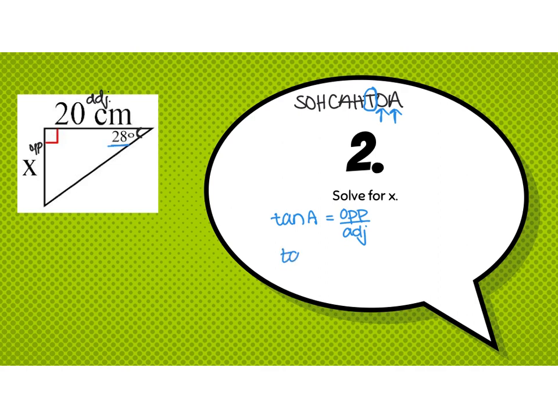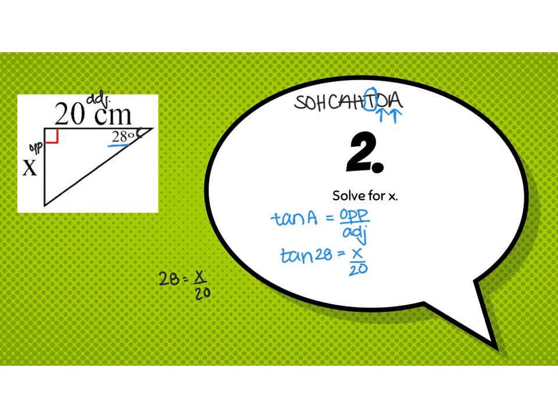So tangent of 28 equals our opposite over adjacent. Opposite is x. We don't know that. Adjacent was 20. Now, you may be looking at this and you may be getting a little concerned. How do we get x all by itself? This is actually really similar to when we had something like this. 28 equals x over 20.